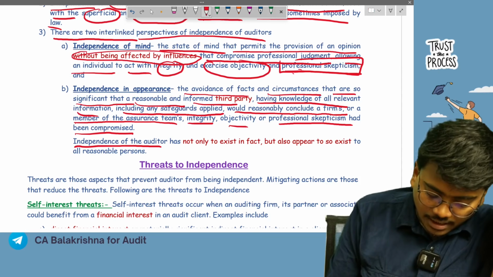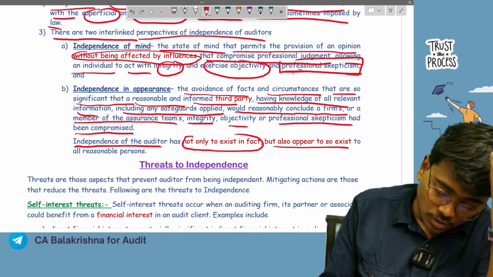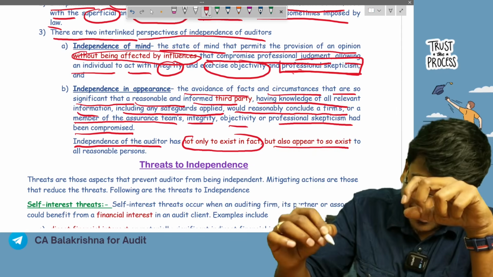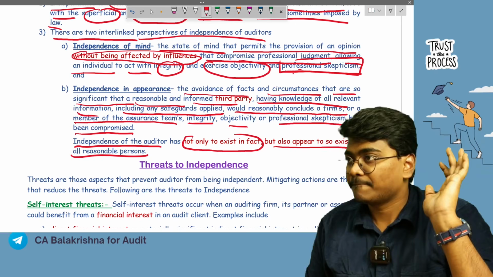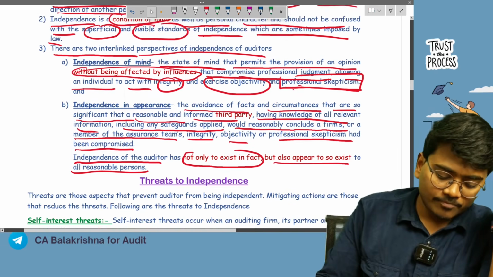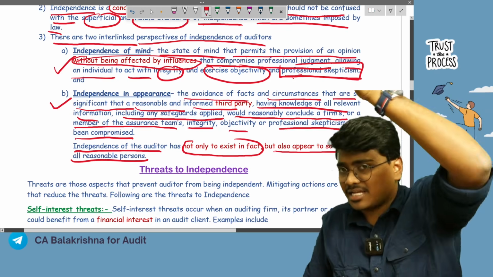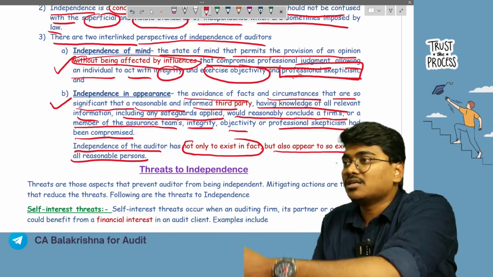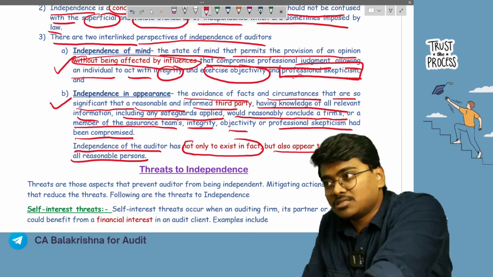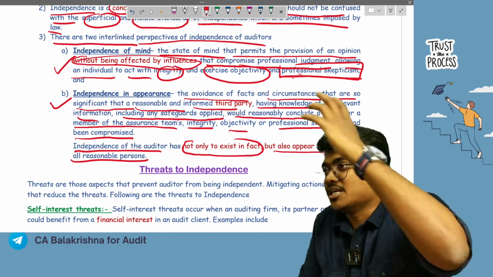Independence of auditor has not only to exist in fact but also appear to so exist to all reasonable persons. That means all in all, both of these are required. You should be independent in mind and also in appearance. It is not sufficient just to be independent in appearance. It is very much important that you should also be independent in mind.